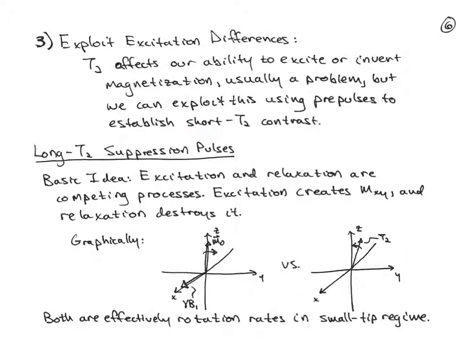Okay, so here's the basic idea of long T2 suppression pulses. The basic idea is that excitation and relaxation are competing processes. Excitation creates MXY and relaxation destroys it. So, graphically, we can think of these two competing processes as we have for excitation an RF pulse vector here knocking magnetization towards the transverse plane. But for the purposes of this problem, we can think about the T2 relaxation as a process which is pulling it back towards the z-axis. So both are effectively rotation rates in the small tip angle regime.